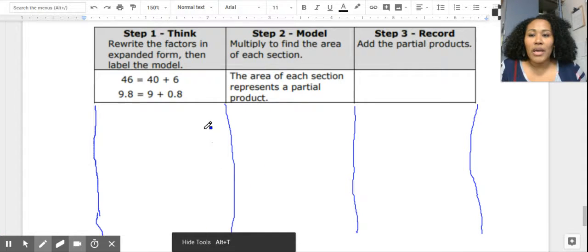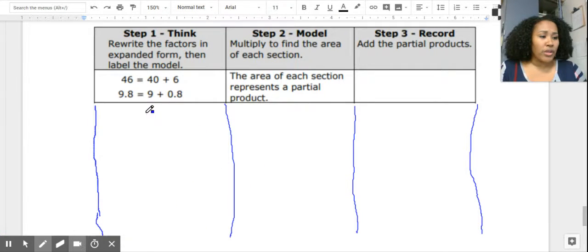Okay, so now what we're going to be working on, go right here. So step 1 is to think. Rewrite the factors in expanded form, then label the model. So we know we're dealing with these numbers. We have 46 times 9.8. That represents the number of Earth hours in 46 days on Jupiter. So that is our actual problem. And I'll write it over here to the side.